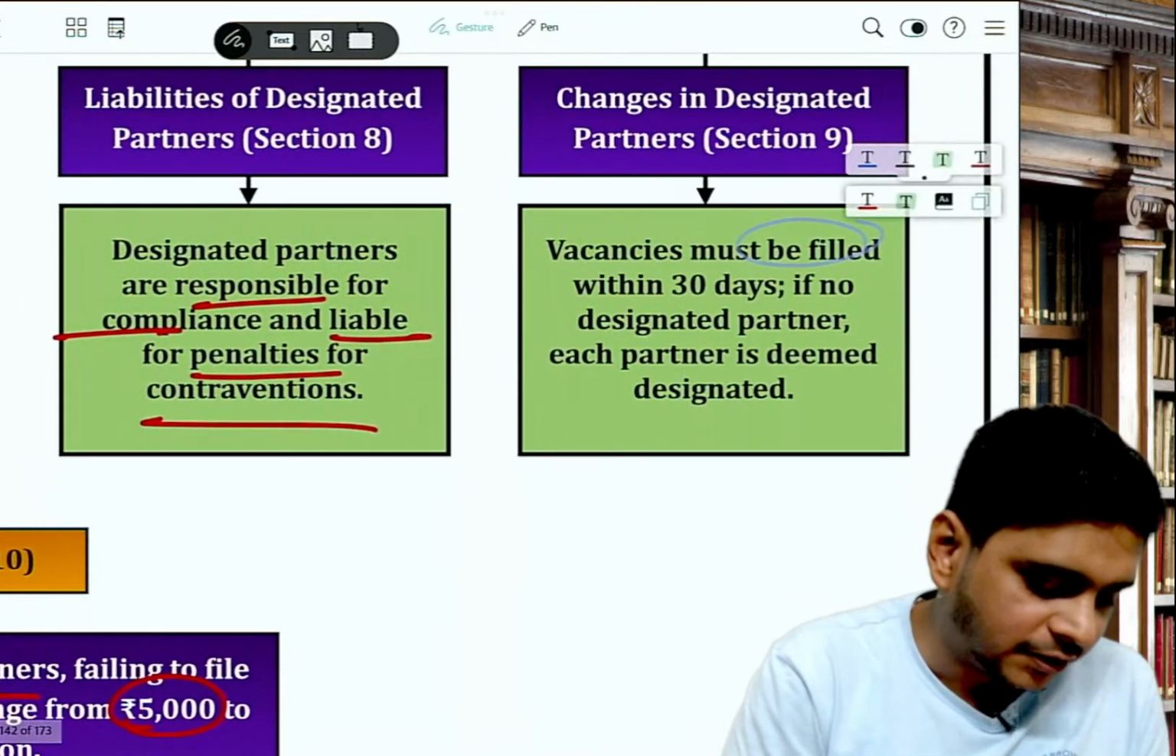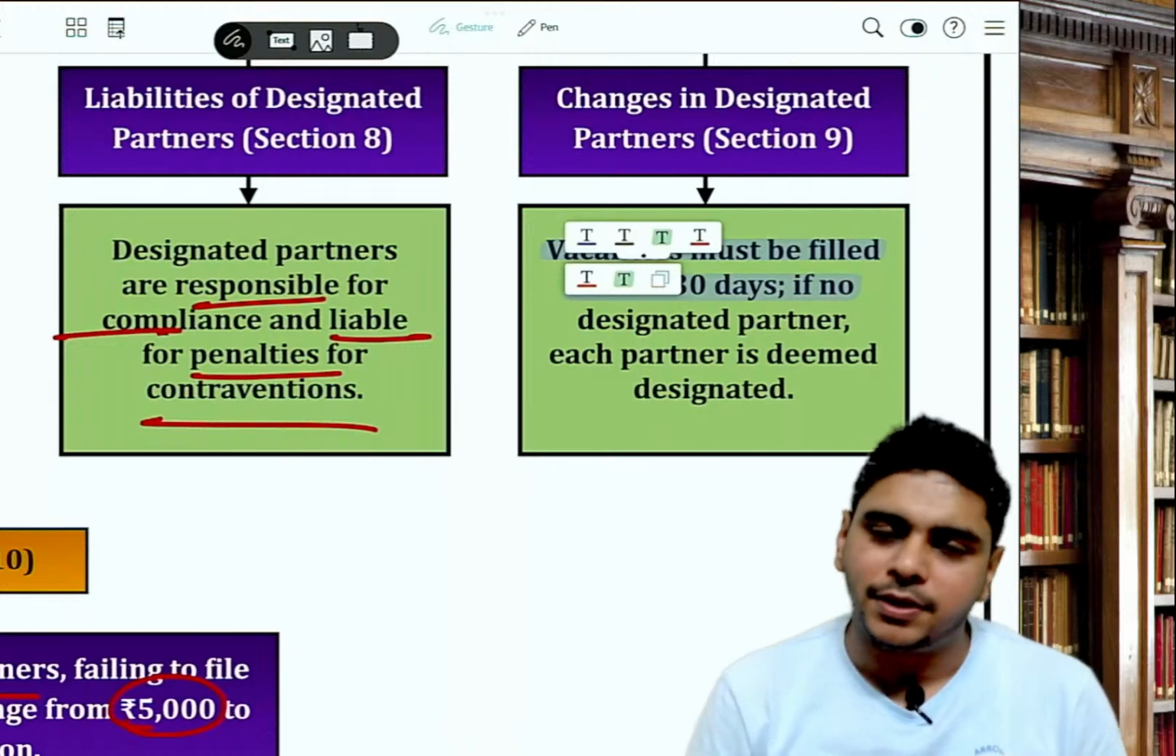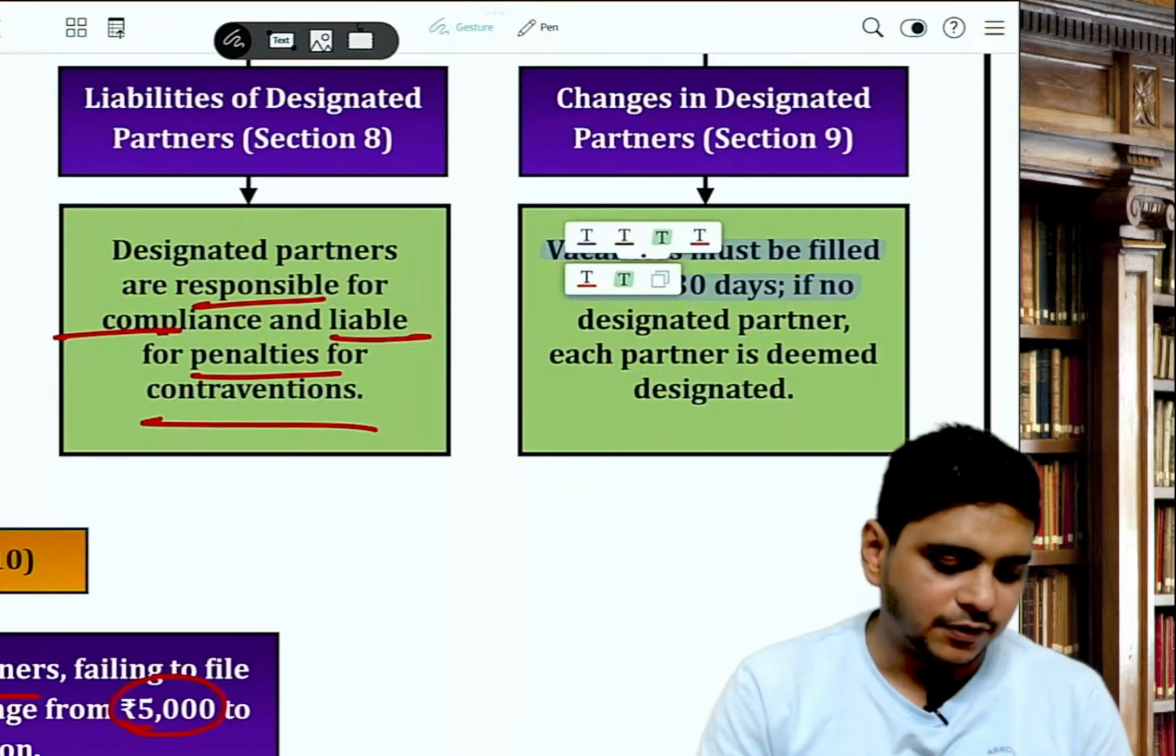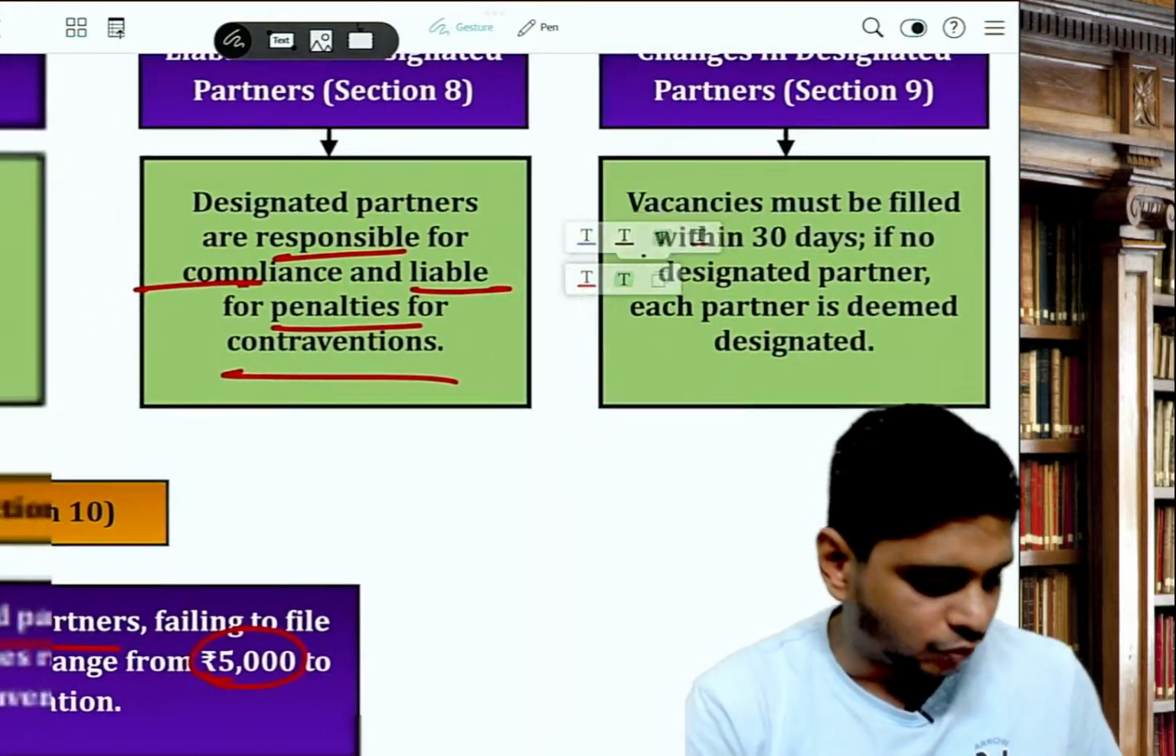Change in DP. The vacancy must be filled within 30 days. If there is no DP, then each partner is deemed to be DP.